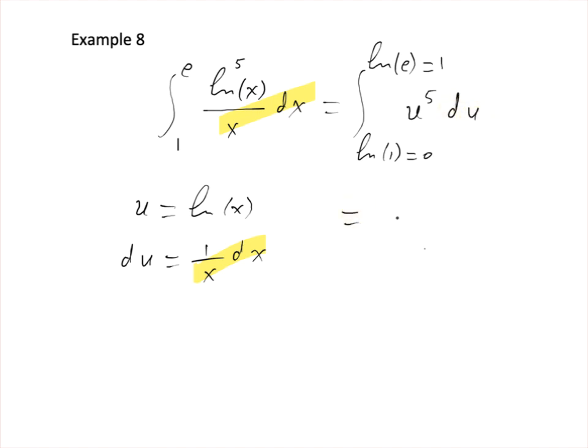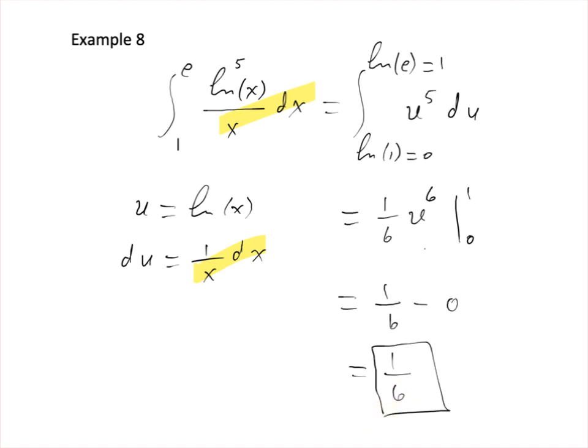And now find the antiderivative, which is 1/6 u to the 6th power from 0 to 1. Plug in 1, you get 1/6 minus plug in 0, you get 0, so it's just 1/6 is the final answer. And this concludes the video.